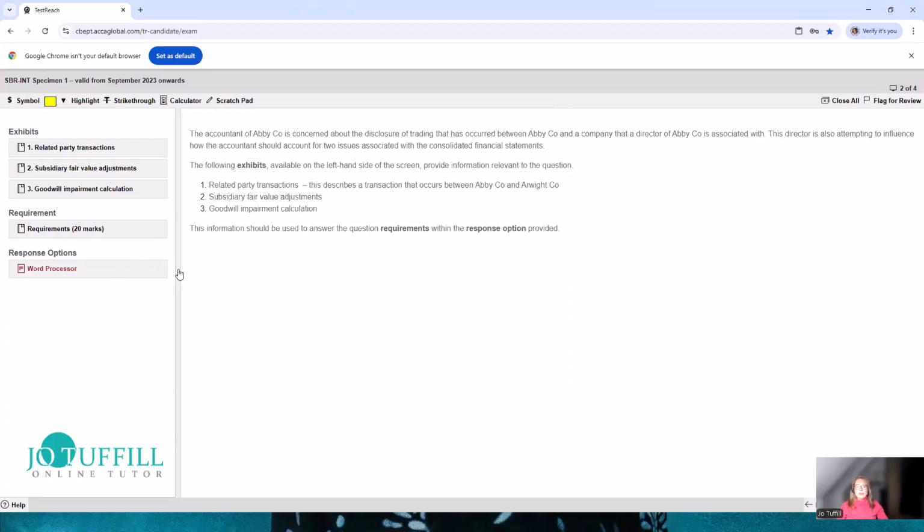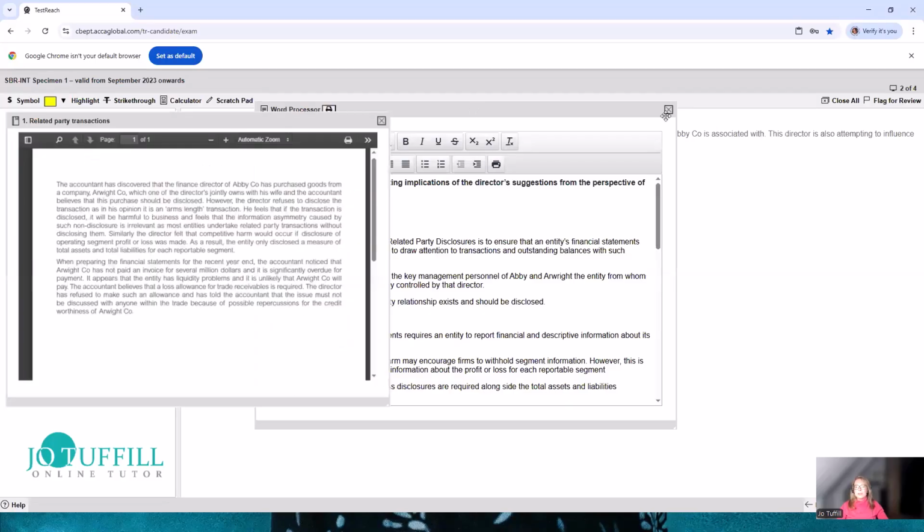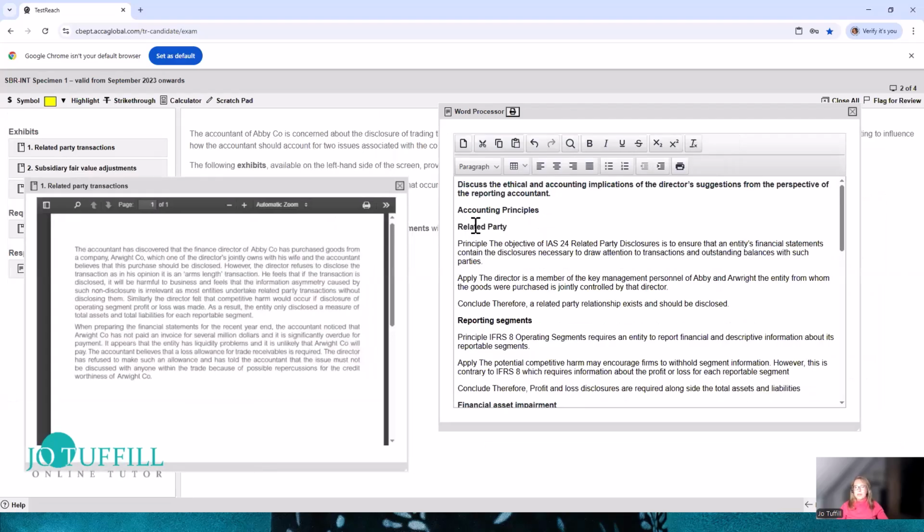In the word processor, though, what I do is I put the question at the top. So I'm focused on ethical and accounting implications, and I would do that by copy and paste. Then I start with the accounting principles, and I start with looking at the exhibits. And I would go, right, this exhibit was named related party transactions, so that becomes my heading. But if there is anything in between, any other issues within here that I need to call out, I would use them as subheadings.